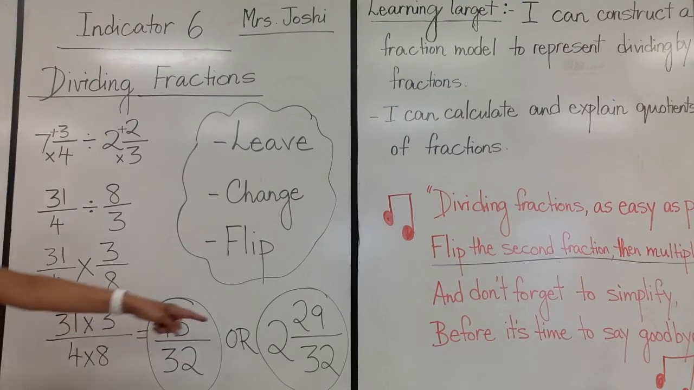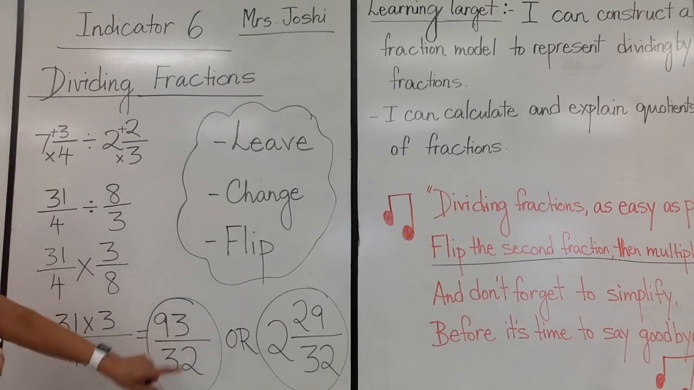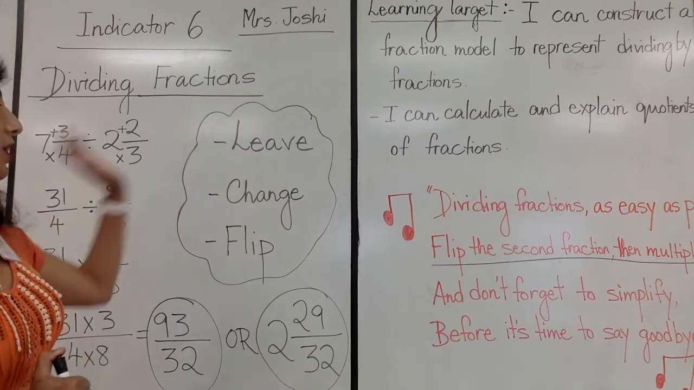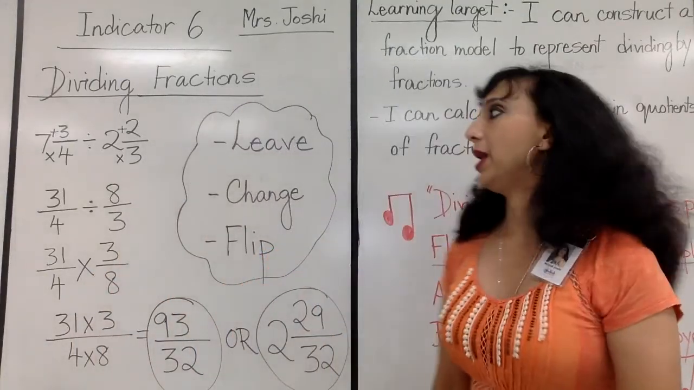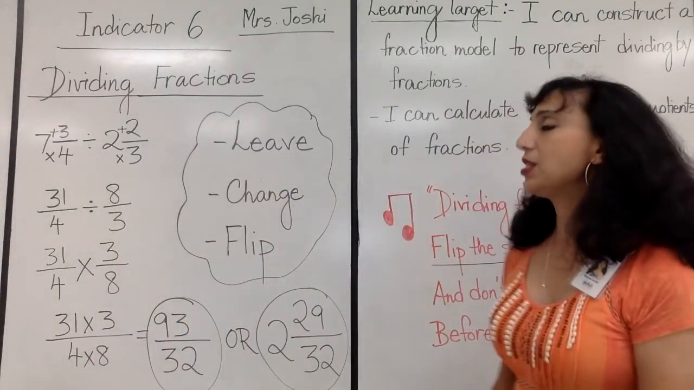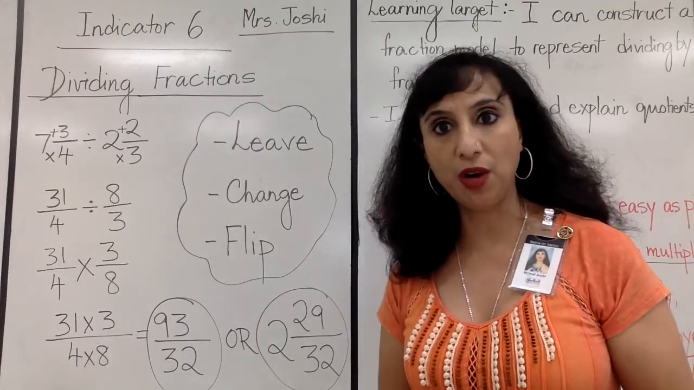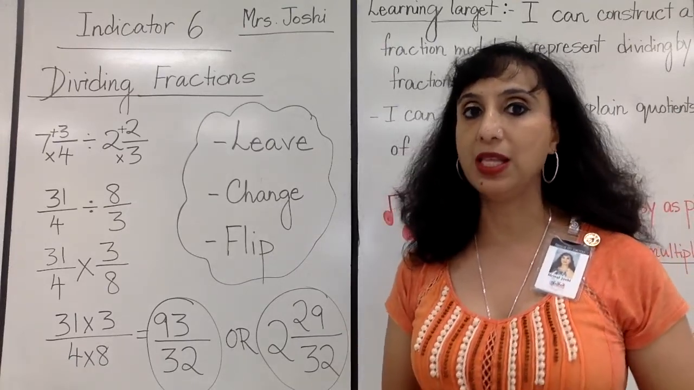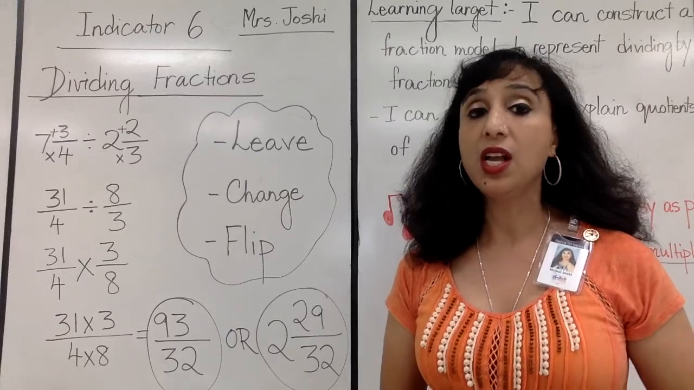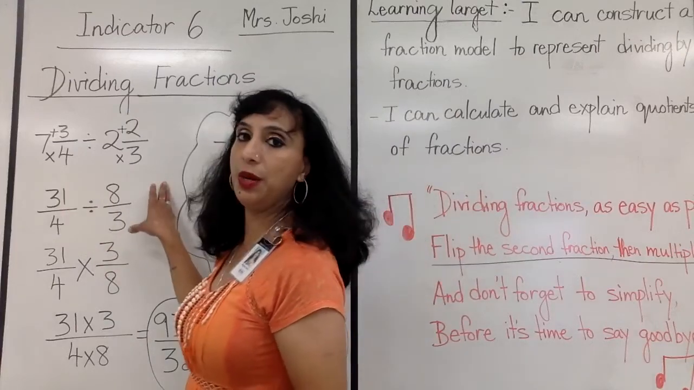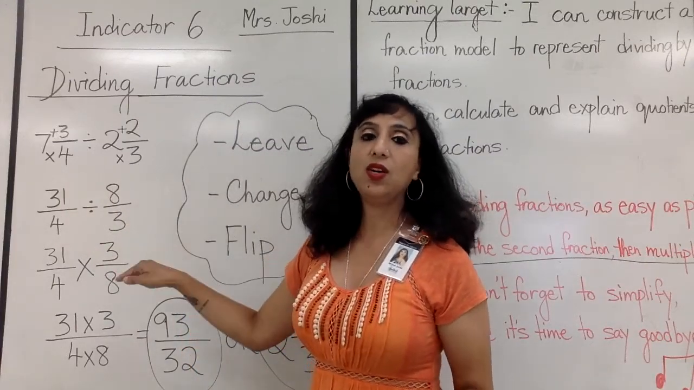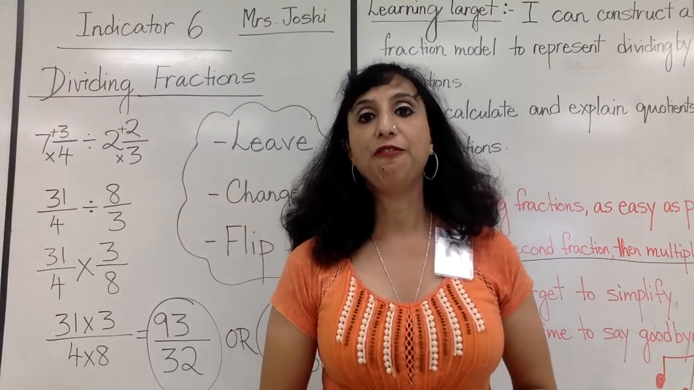So in order to get this, all I'm doing is dividing the numerator by the denominator. Okay, so again, please remember, leave, change, flip, or flip the second fraction, then multiply. But remember, if it's mixed numbers, you have got to convert them to improper fractions. That is the first step. In the second step, do not change the division unless you have completely changed both to improper fractions. And then you go ahead and do the leave, change, flip.